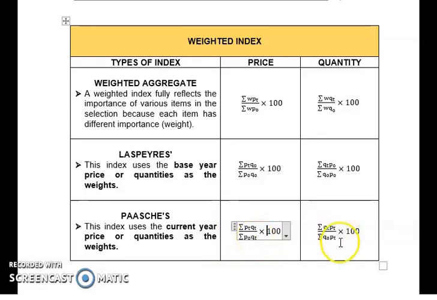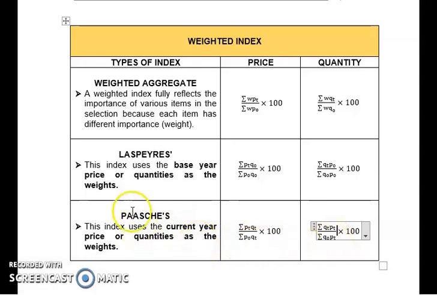Okay. For Paasche quantity index, start with the basic formula of index. Quantity Qt divided by Q naught, and then multiply the weight. So if quantity, the weight will be price. Okay, so price of which year? Current year. So here also the weight is Pt, price for current year.